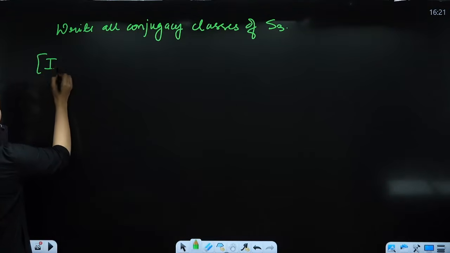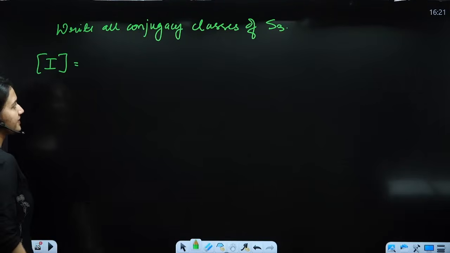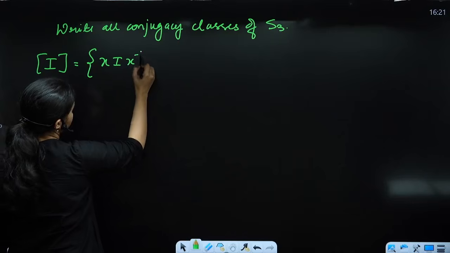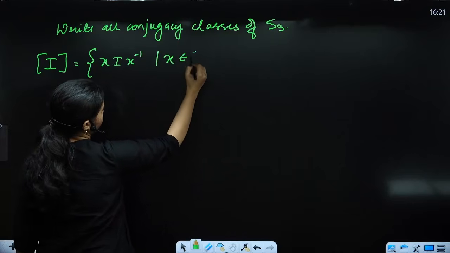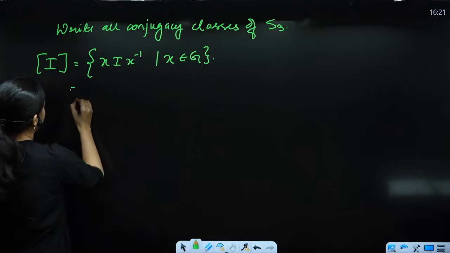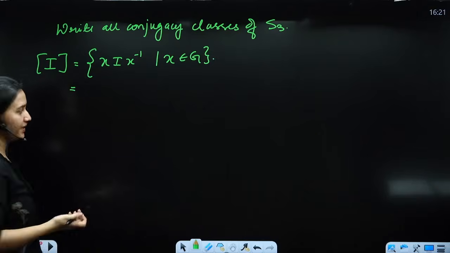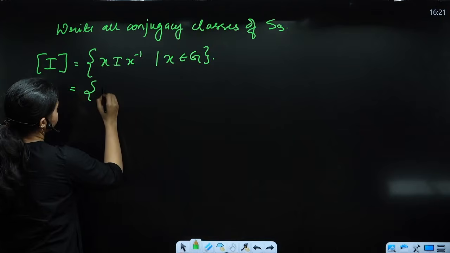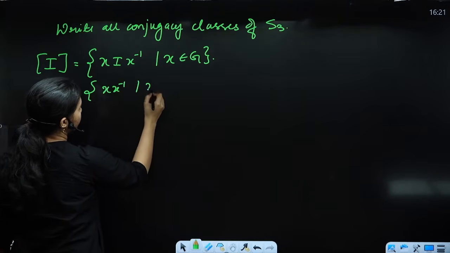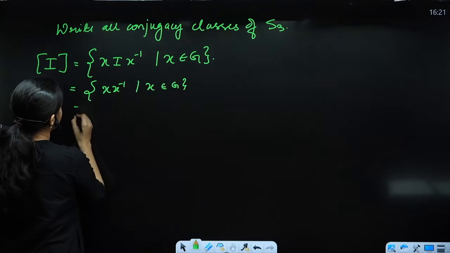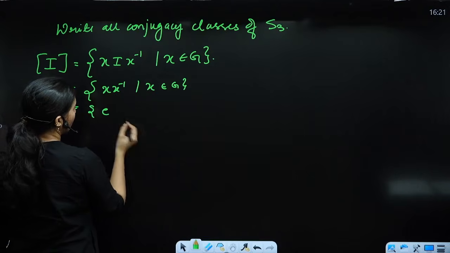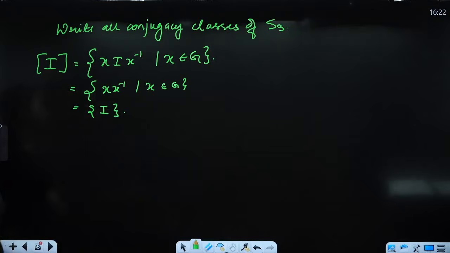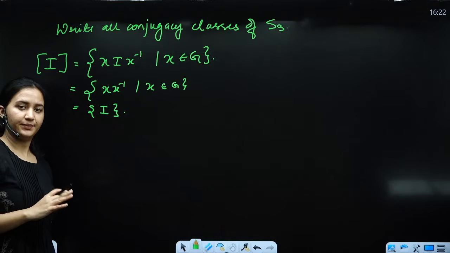So the conjugacy class of I, let's say, x i x inverse is going to be for x belongs to G, right? But since I is identity, this is going to give you x x inverse, x belongs to G, right? So this implies that E or I is the only conjugate element for the identity element, right?